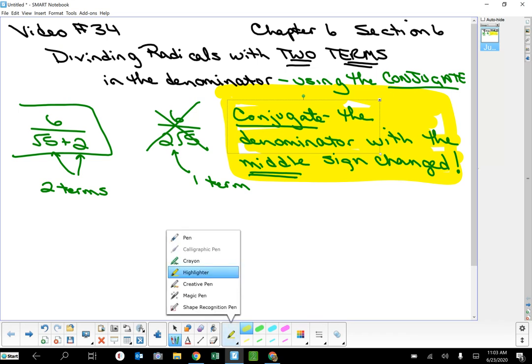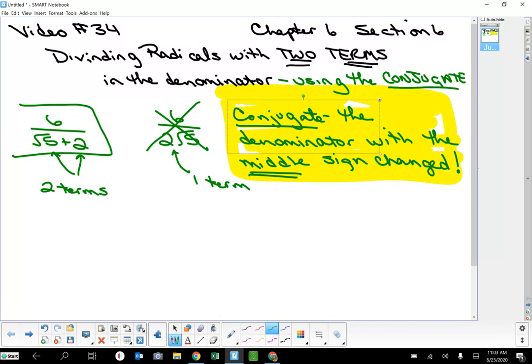And so just to give you an idea, on the problem I wrote down over here on the left-hand side, the denominator is rad 5 plus 2. So the conjugate to this would be rad 5 minus 2. It's exactly the same thing with the middle sign changed, okay?